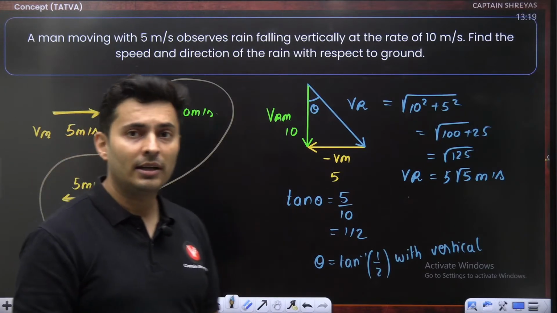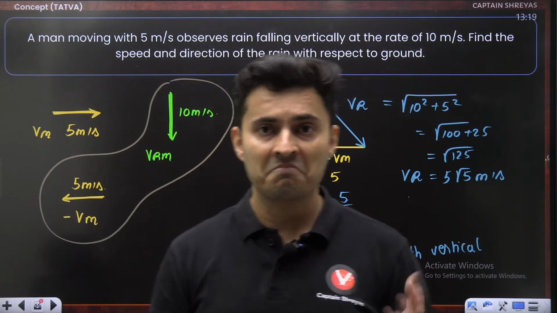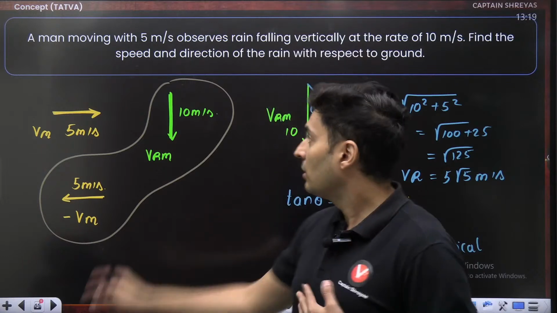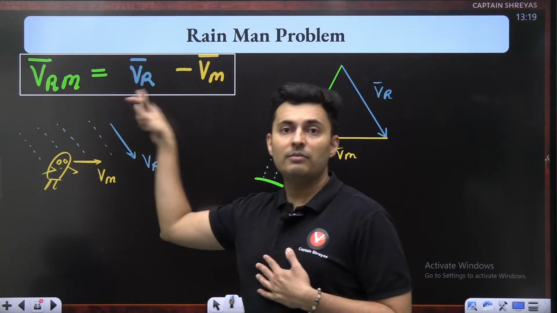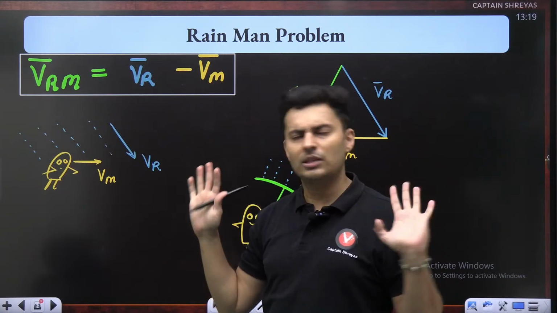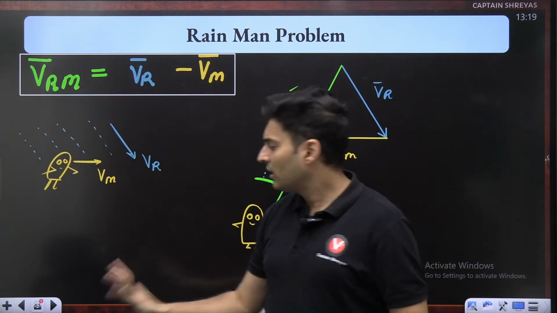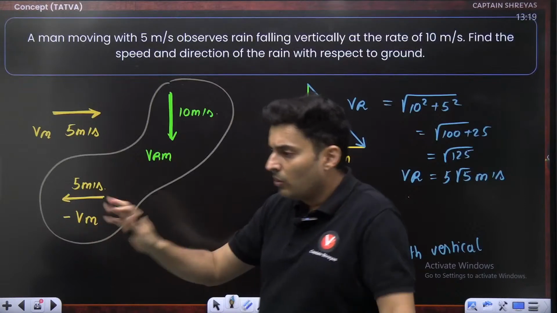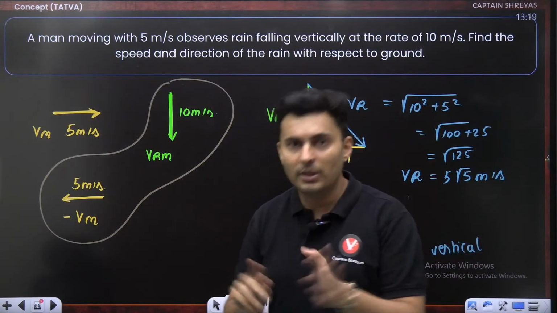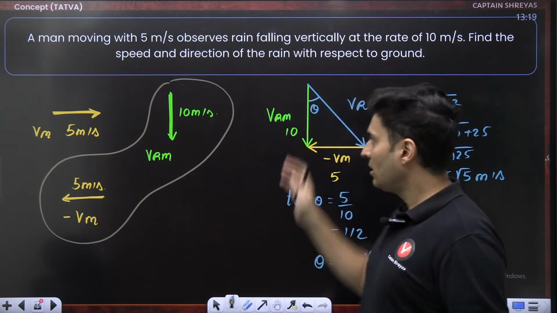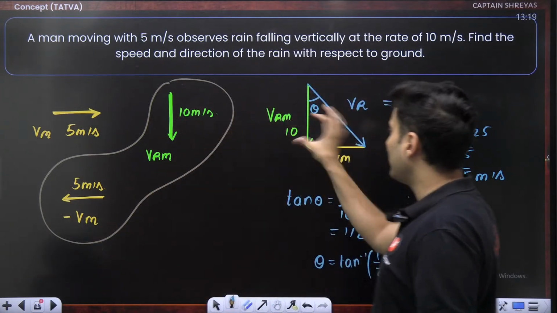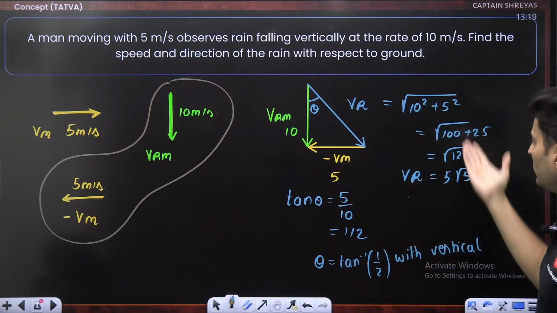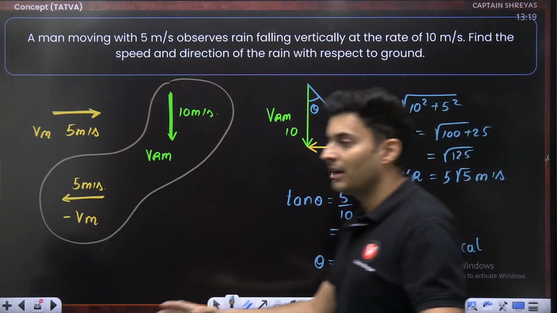Tell me, which formula did I use? Did I use any formula? No formula I used. What I remembered was only this equation: Vrm is Vr minus Vm. It is vector subtraction. That's all I know. After this, I just used whatever knowledge I have of geometry, basic common sense. Okay, I have to use minus Vm, vector subtraction. You arranged and made a beautiful triangle. You use Pythagoras, trigonometry, and you got the answer.